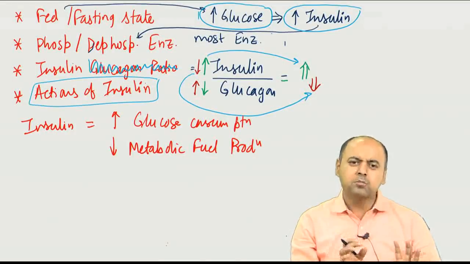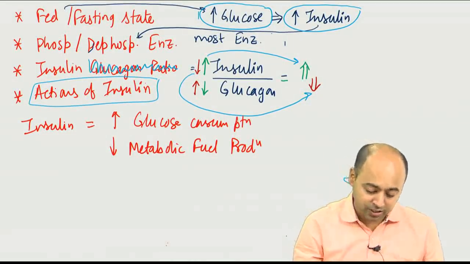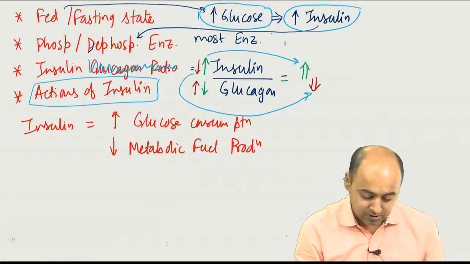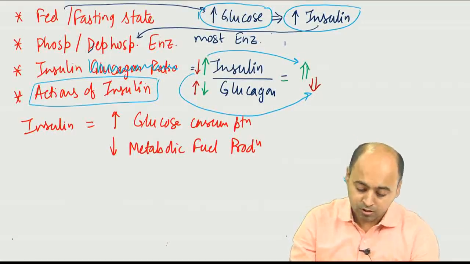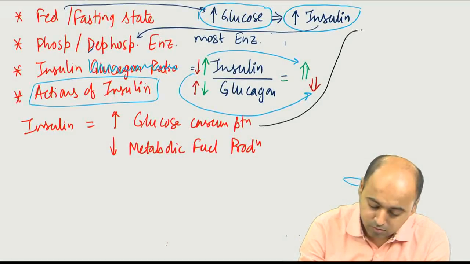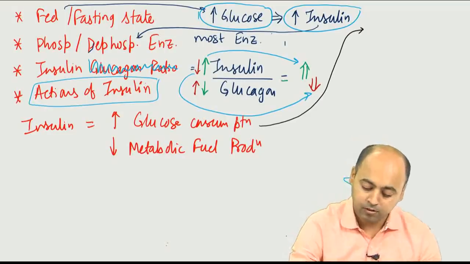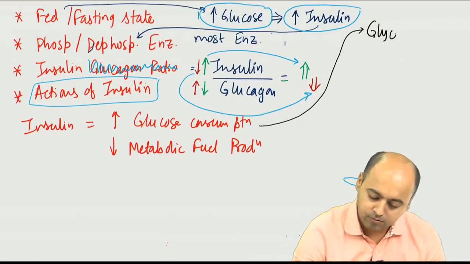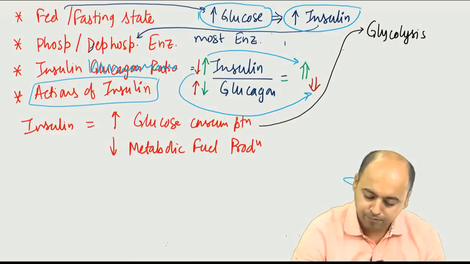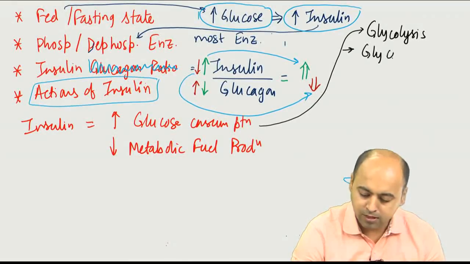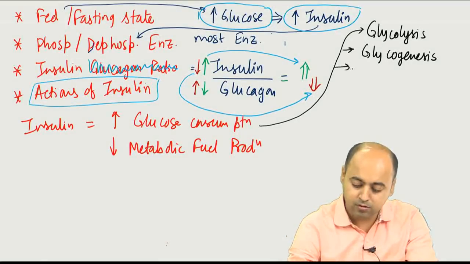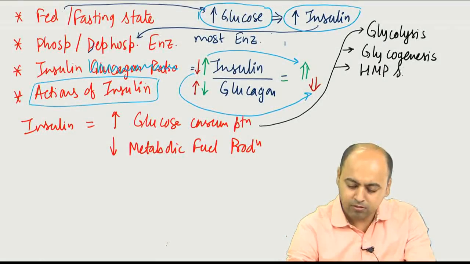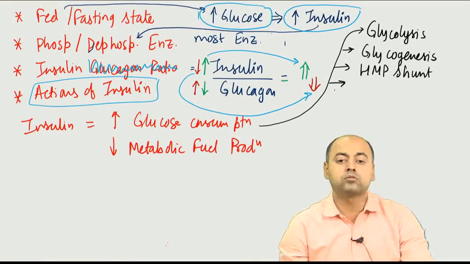So keeping this in mind, the list becomes very simple. Let's see the pathways where glucose consumption is targeted. Glycolysis, glycogenesis, HMP shunt. HMP shunt will also make use of glucose.